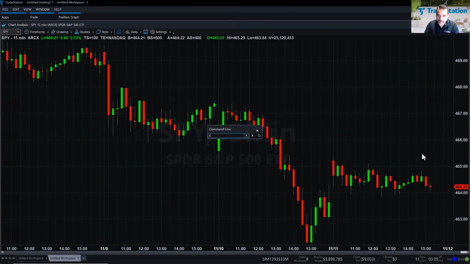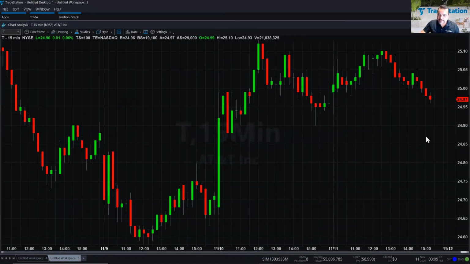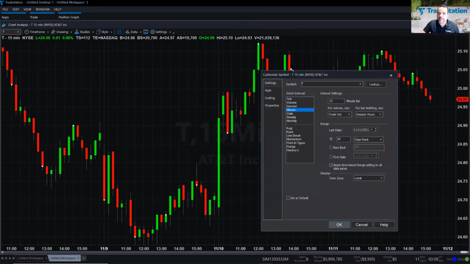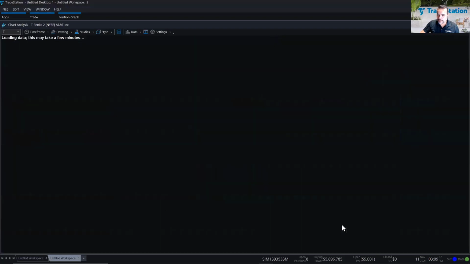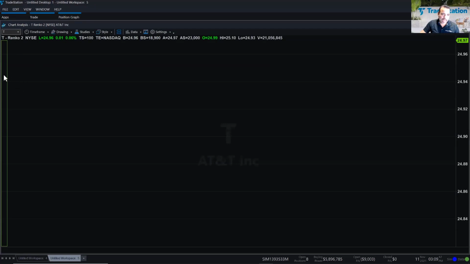So let me go here to AT&T. Okay, let me see if I go here, double click, and I go to, let's say, a Renko, and I'm looking for a box size of $2. When it loads the data, take a look at what happens to my chart. All I have is one big box right here on the left side of the chart. So this is maybe happening to you. It's because I just picked 2 as the box size for AT&T.